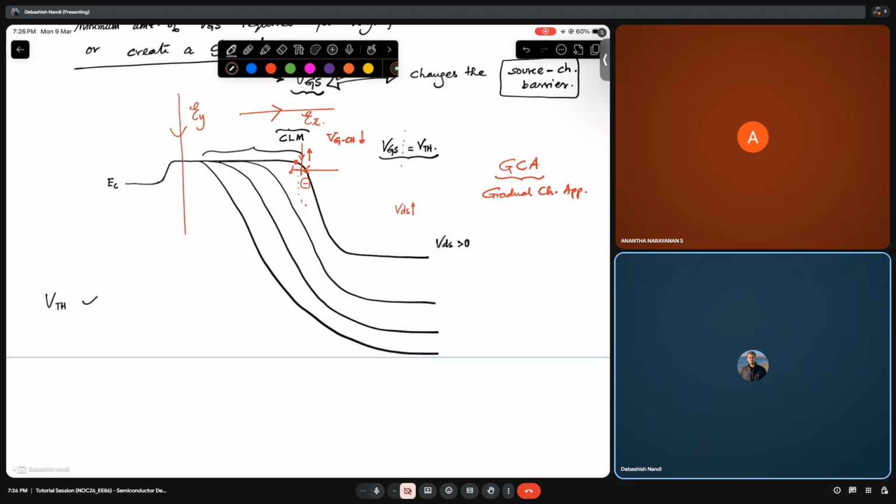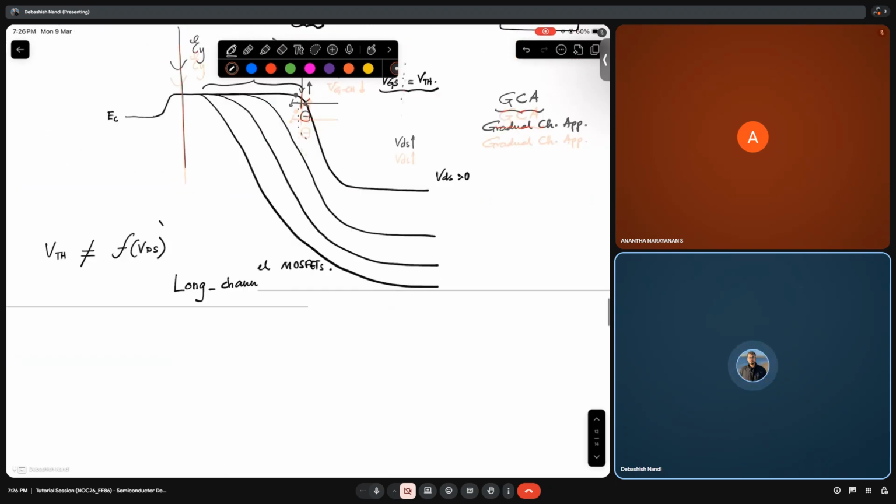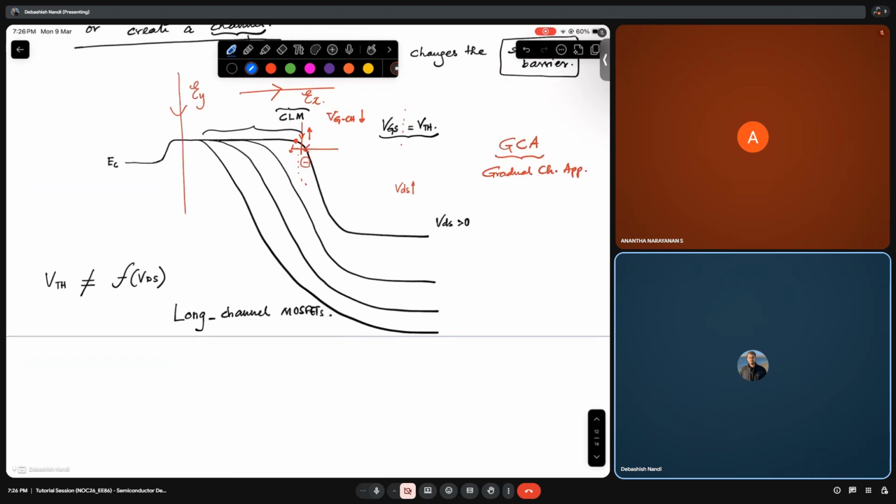Fine. So far, VTH is not a function of VDS, right? Yes, sir. This is true for long channel MOSFETs. Now, what is the channel length? This is the actual channel length.